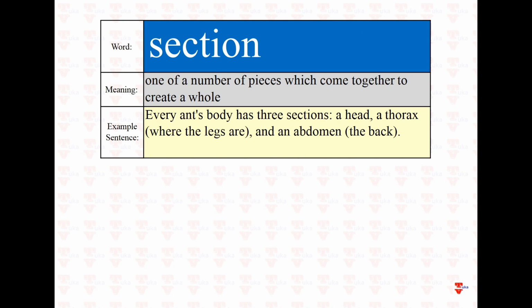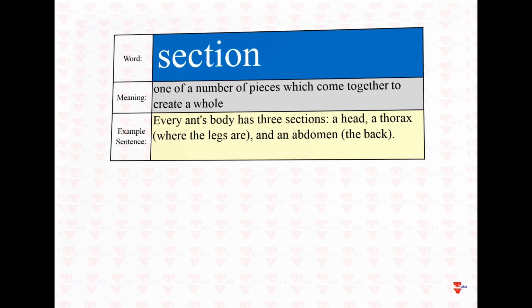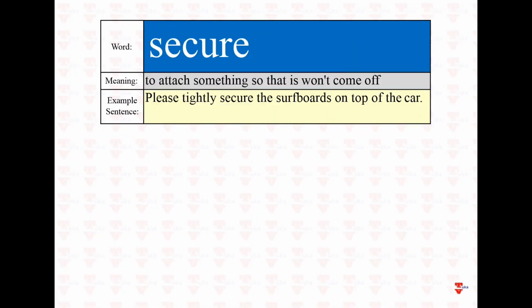Section. One of a number of pieces which come together to create a whole. Every ant's body has 3 sections, a head, a thorax, where the legs are, and an abdomen, the back. Secure. To attach something so that it won't come off. Please tightly secure the surfboards on top of the car.